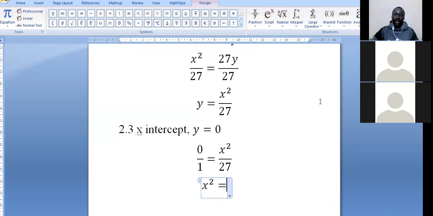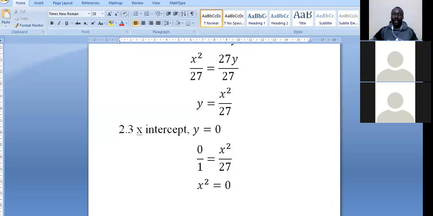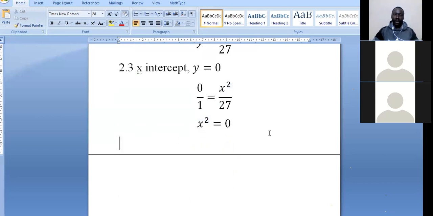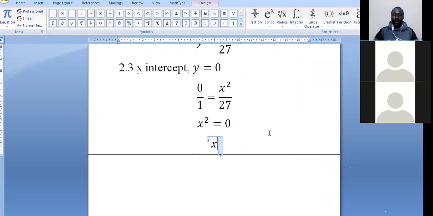Then on the other side, we have to multiply 0 with 27. What do we get for that? We get 0. And so we then want to find the square root of 0, because that is going to be the value of x. We determine the value of x by finding the square root. And what's the square root of 0?